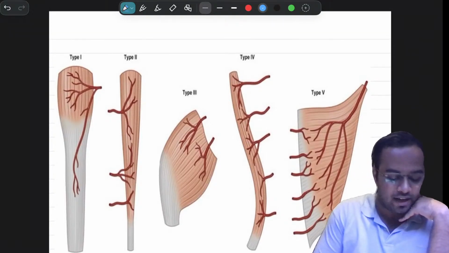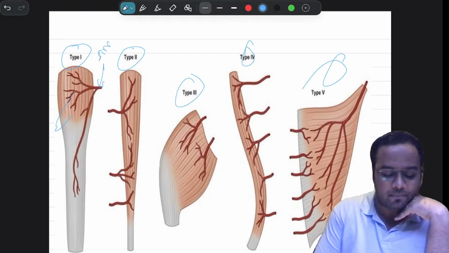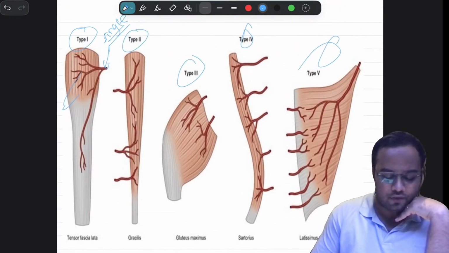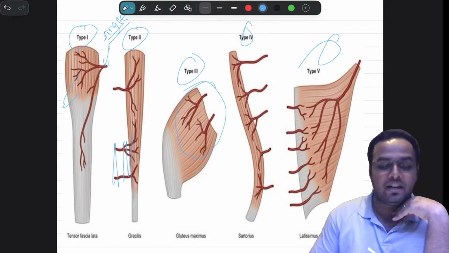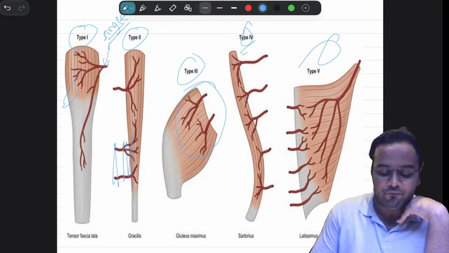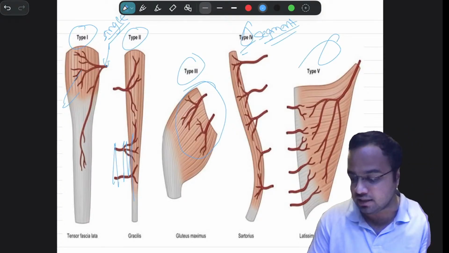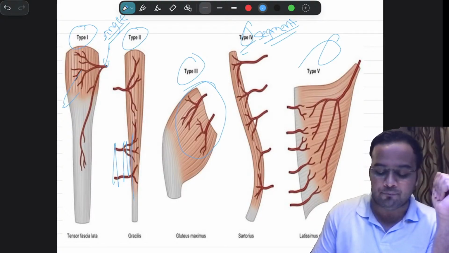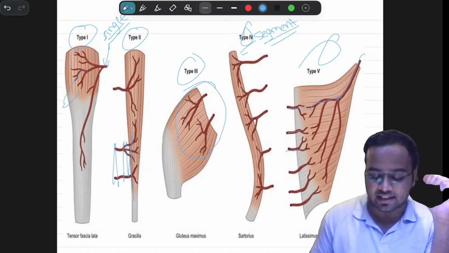So these are the 5 types of muscle blood supply: type 1, type 2, type 3, type 4 and type 5. Type 1 is when a single dominant pedicle is present. In type 2, there is a single dominant pedicle and along with that there are some minor branches. In type 3, there are 2 dominant pedicles. In type 4, there is segmental supply. There is no single pedicle responsible for blood supply; there are segmental branches which supply the muscle. And in type 5, there is one dominant pedicle and other pedicles are segmental.